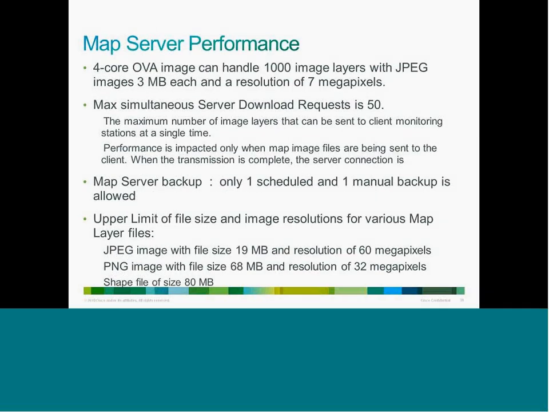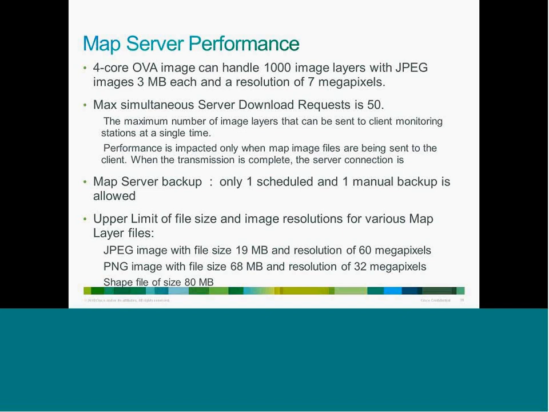A few numbers. We've tested on a 4-core standalone OBA image. We can go up to 1,000 layers, and the size of JPEGs we tested with were 3 megabytes. We have more numbers with different formats and different sizes of images, but that is your guideline for today.